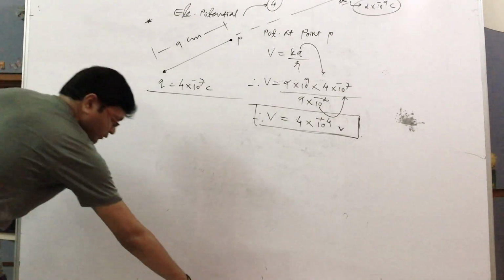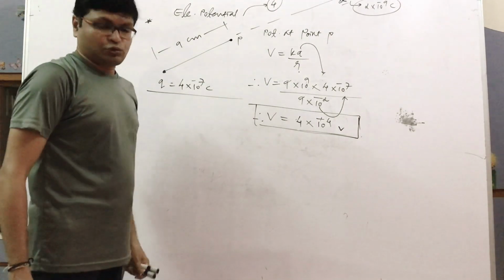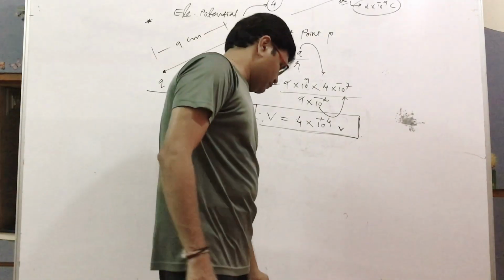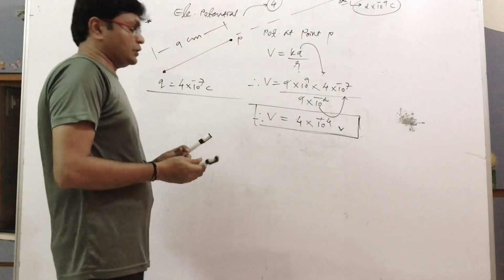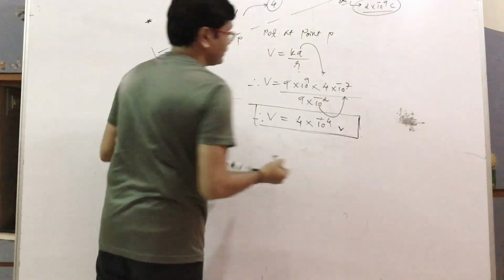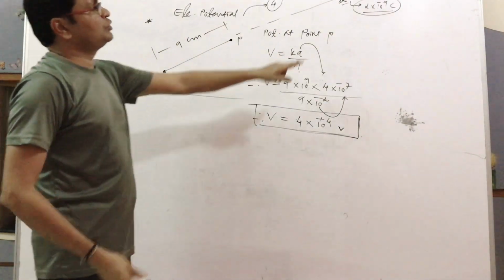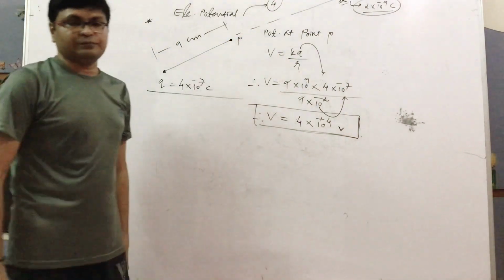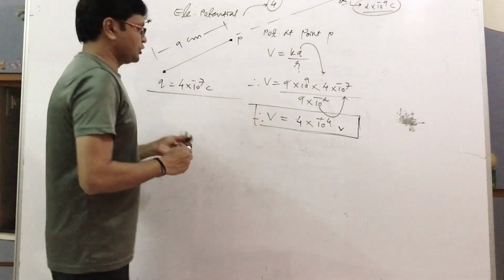Okay, so you can see we'll try to solve it. Most of the students have done it, but whatever your answer is, right or wrong, we'll check it. So there is a 2 into 10 raised to minus 9 coulomb charge. We would like to move this charge from infinity to point P. Obviously we have to do some work.